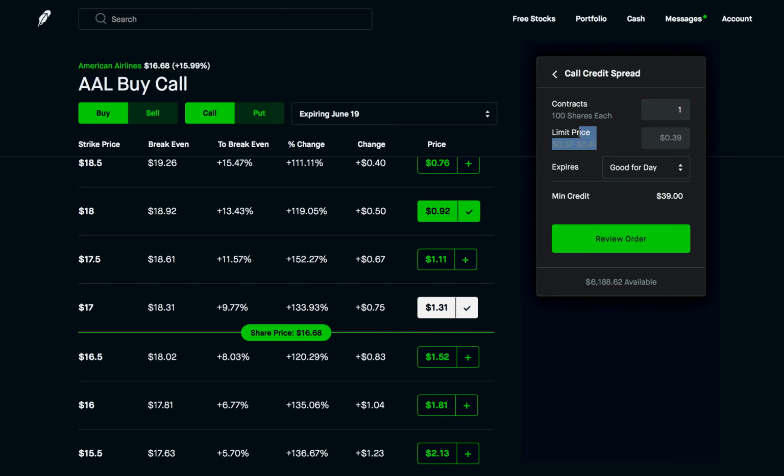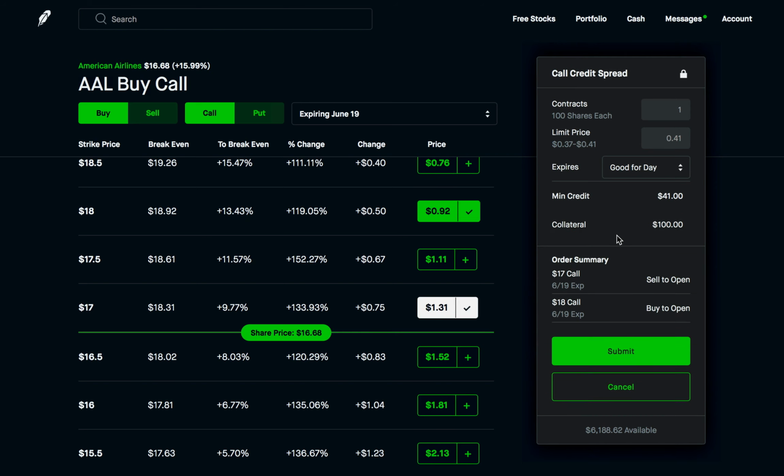So here's the limit price. Remember, you can try to go for a higher limit price. I could attempt to ask for 41 cents per share and $41. This most likely wouldn't go through. Usually they want something in the middle, and then you can review order.